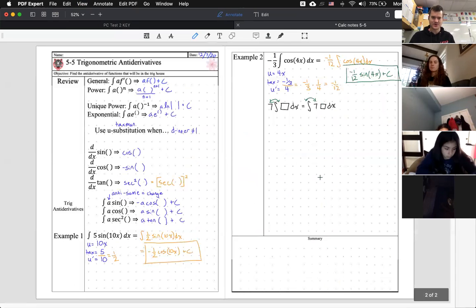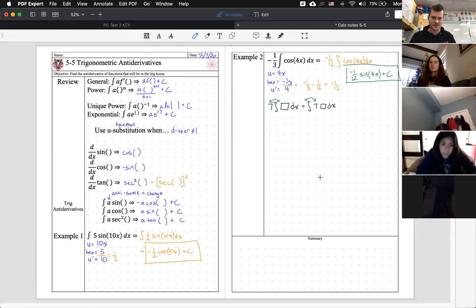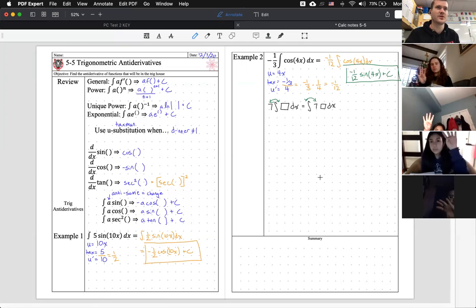All right, so that's what our notes look like for everything. Questions? Yeah, okay, then fist of 5. How well can you find the antiderivative of functions that will be in trig house? 4 for Fiona, 4 for Teflon, 4 for Andrea, 4 for Chris. All right, thank you.